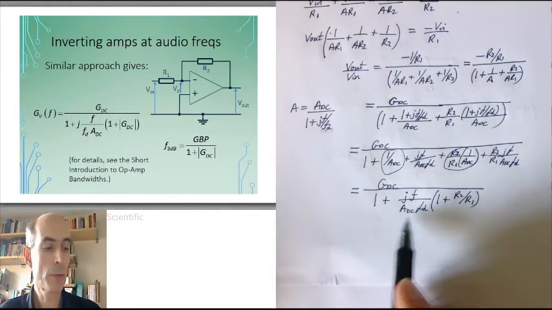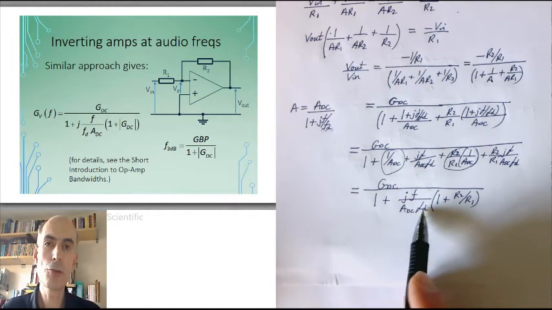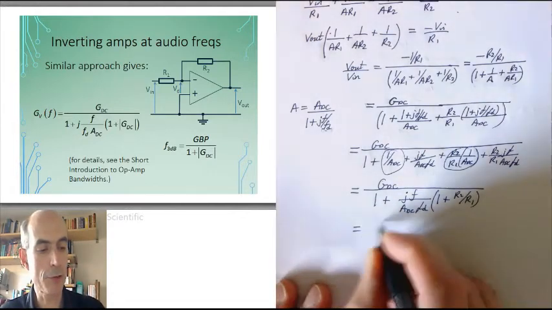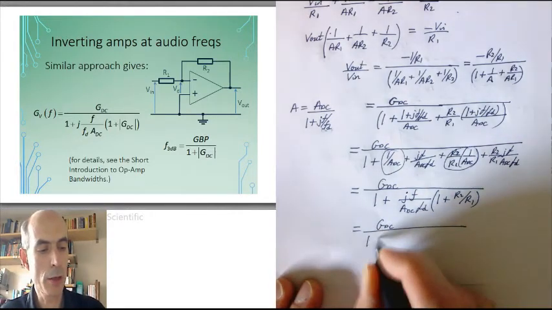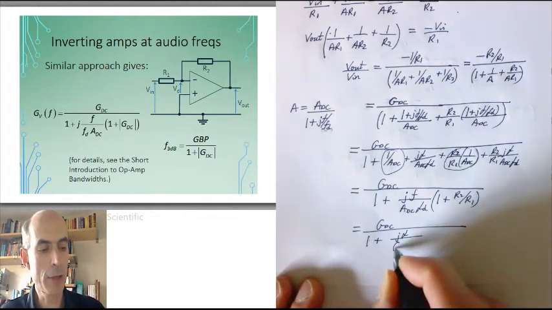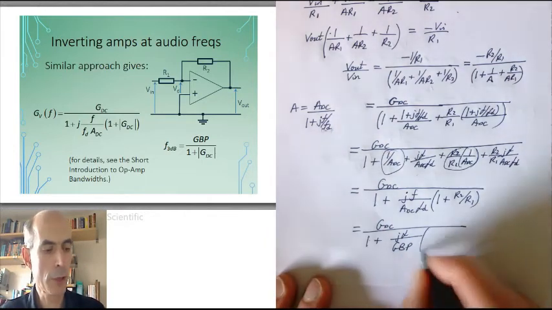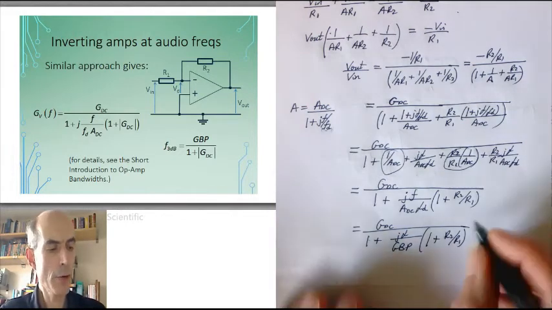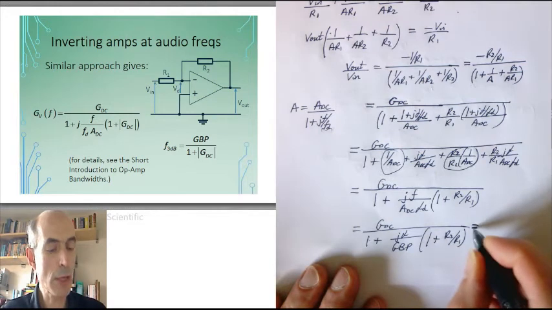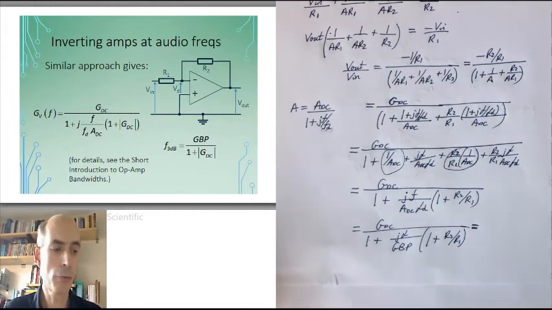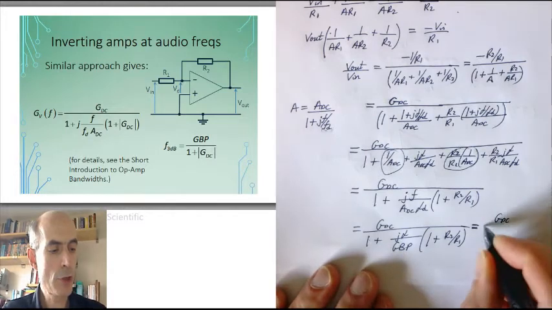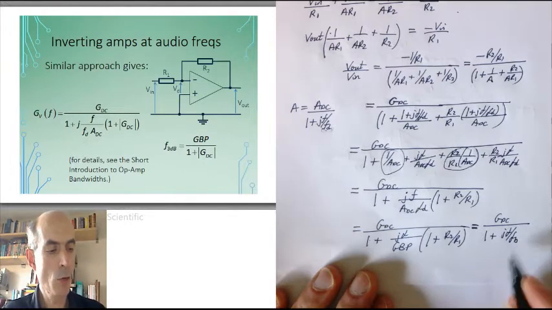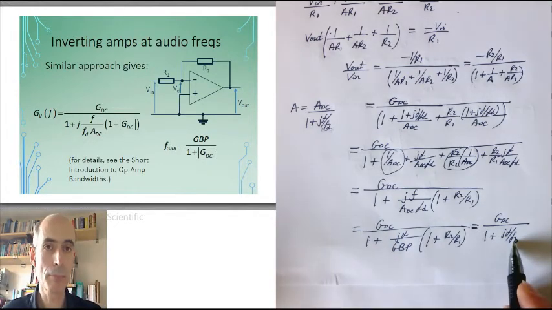And as we've seen before, A_DC times f_D is usually known as the gain bandwidth product of the op-amp. So I could write this as G_DC over 1 plus jf over the gain bandwidth product of the op-amp times (1 plus R2 over R1). And compare that to the form of the frequency response that we've seen before: the gain at DC divided by 1 plus jf over f_B, where this is the 3 dB bandwidth.